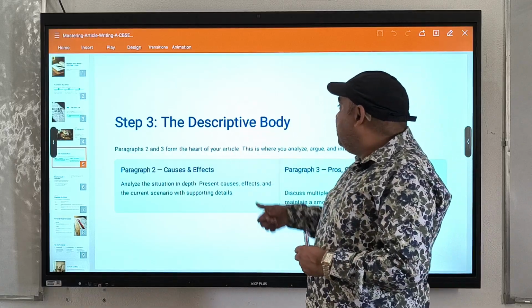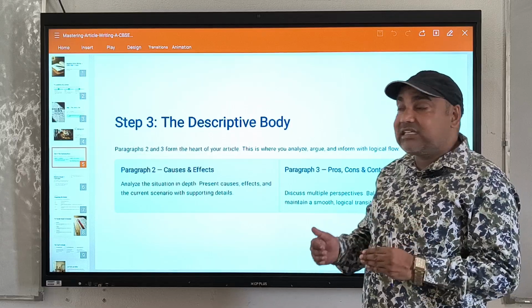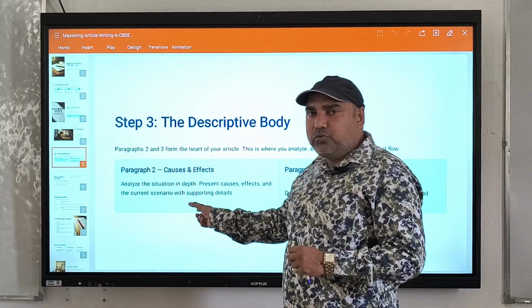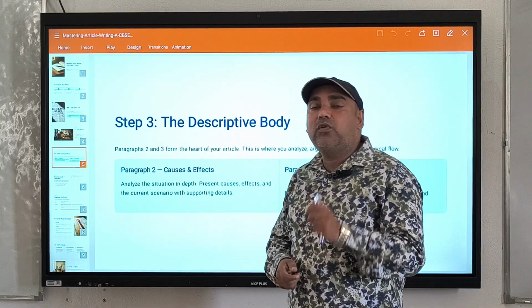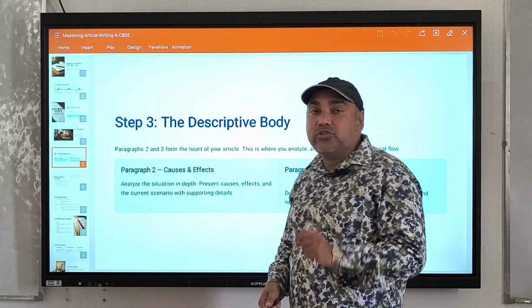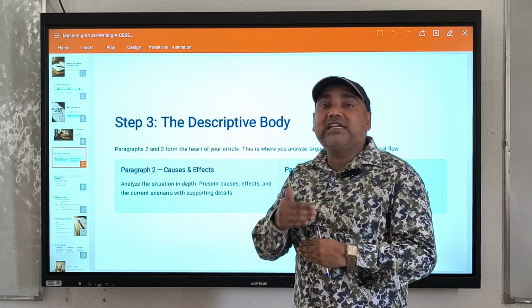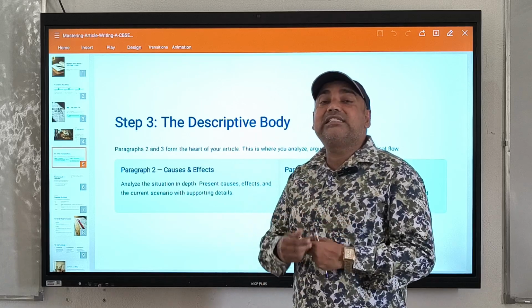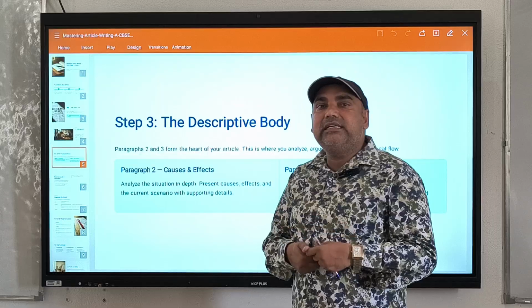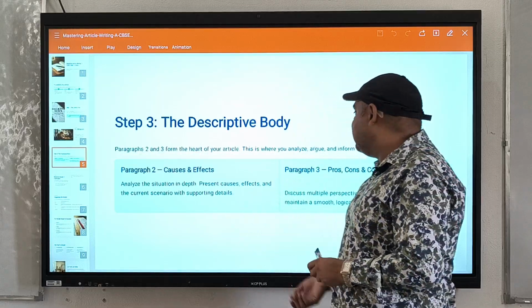The descriptive body. In the body, you have to describe the thing, so it must be descriptive. Paragraph 2. Now, what is the requirement of that one? What are the components to be used in it? So, causes and effects are to be used. Whatever the topic is, you have to analyze the cause of it. You have to analyze the impact of it over the readers, over yourself, and then you have to put it into the form of sentences.